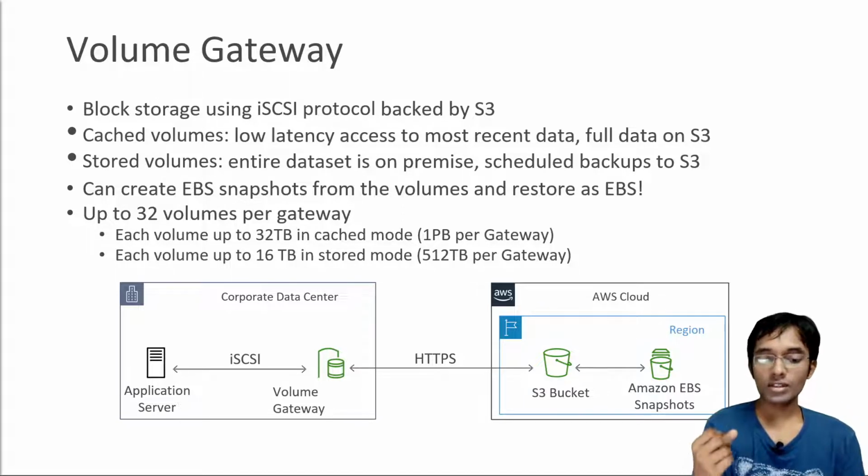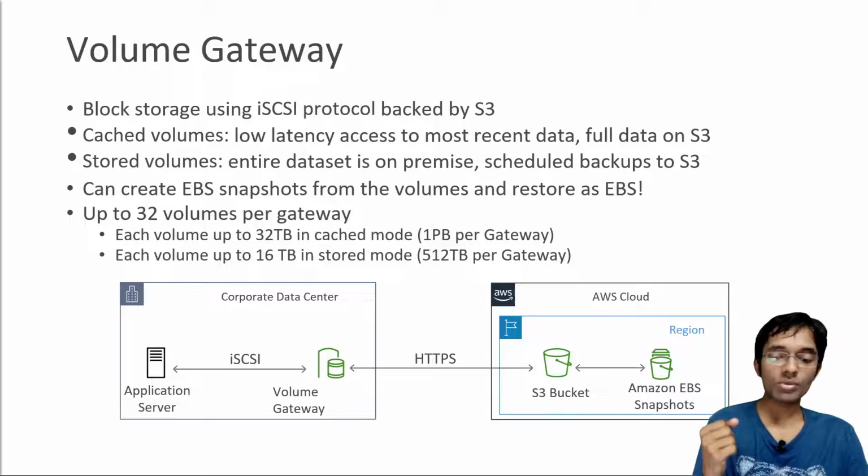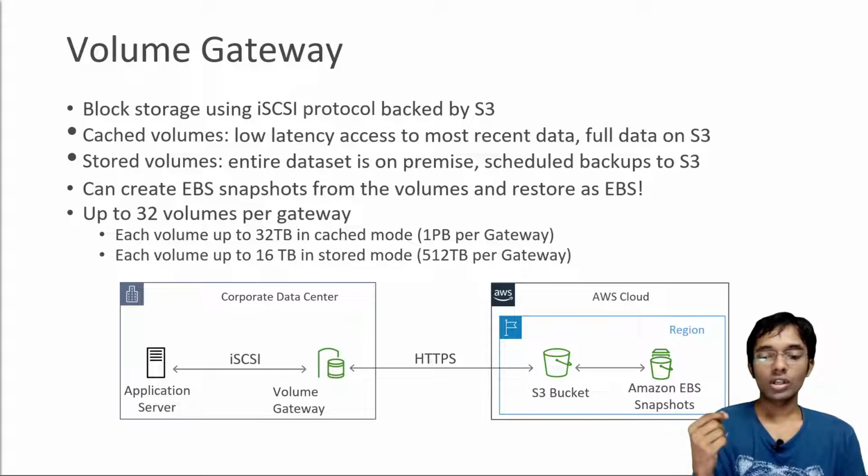And then if you want to retrieve the data and analyze it as an EBS volume to look at the individual files, you can. So for volume gateway, remember, a cached volume means that the most recent data is cached on premise, but all of it is going to be on S3. For a stored volume, the entire data is on premise, and there will be scheduled backups to S3. And this is the volume gateway.